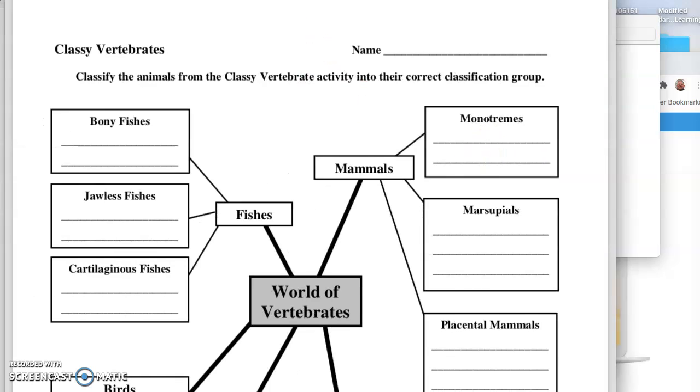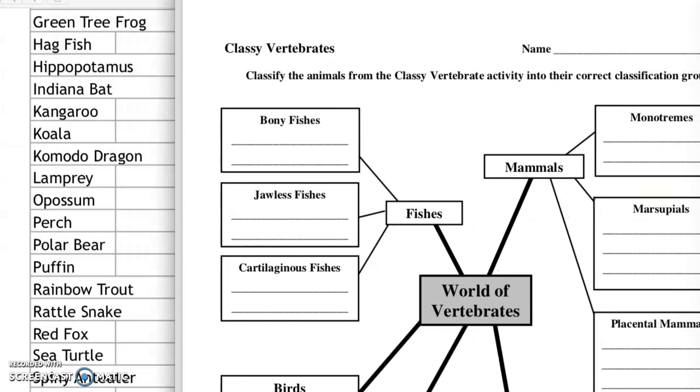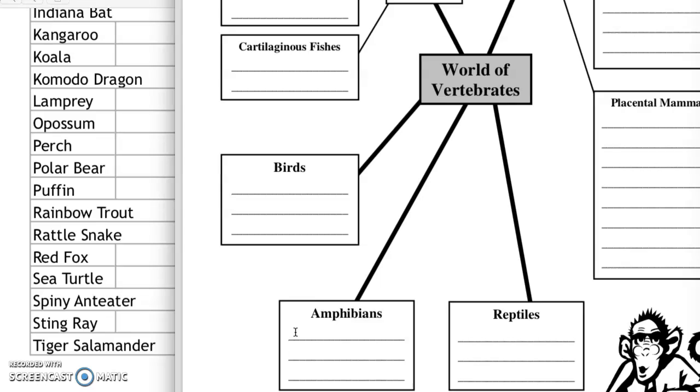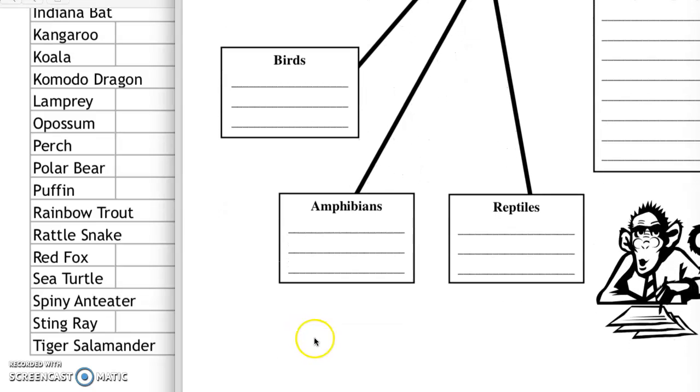So where does the hagfish belong? Is it a bony fish? Is it a jawless fish or a cartilaginous fish? It is a fish. It tells you that there. The lamprey, we talked about that. It's the jawless fish. That guy would go right here. Rainbow trout, when you clean them, they have bones in them. They're going to be here. A sea turtle. The turtles, they lay eggs, so they're going to be a reptile.